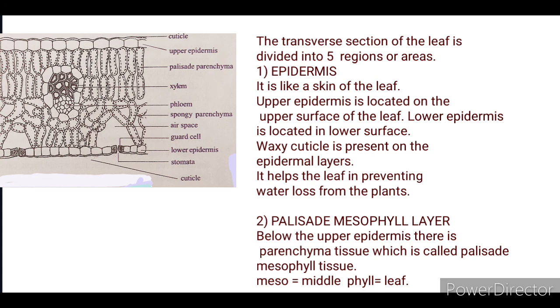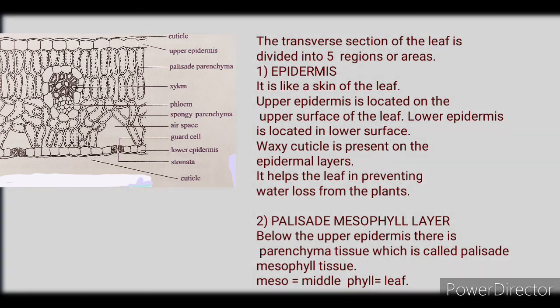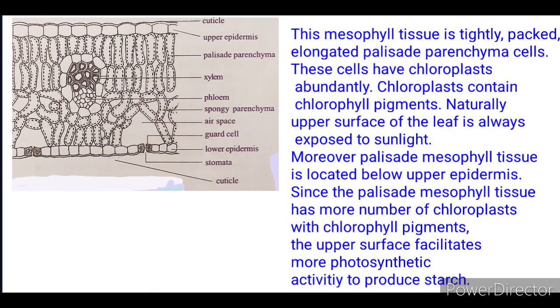And the second part is the palisade mesophyll layer. Below the upper epidermis, there is parenchyma tissue, which is called palisade mesophyll tissue. Here, meso means middle, phyll means leaf. So this picture tells us all the parts of the transverse section of the leaf, from the cuticle on the epidermis to the lower stomata. And let us find the importance of mesophyll.